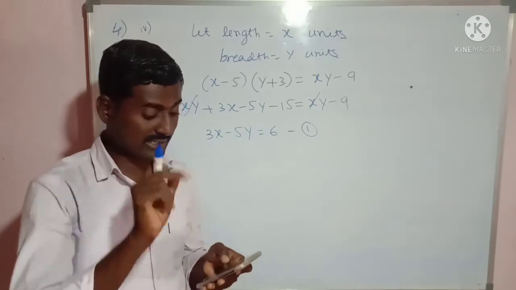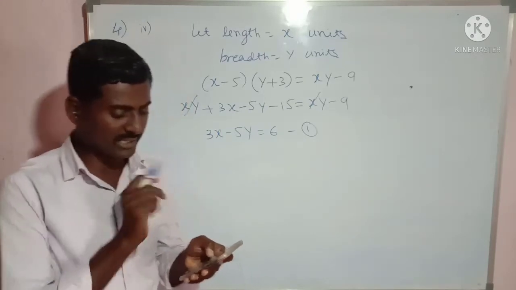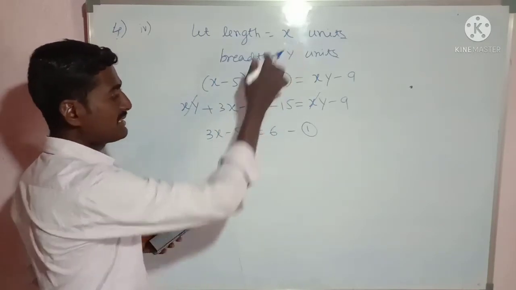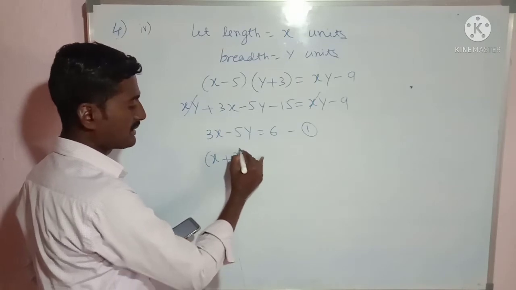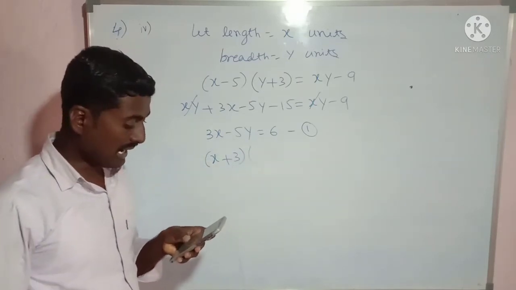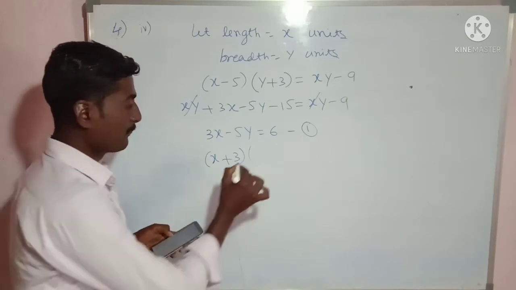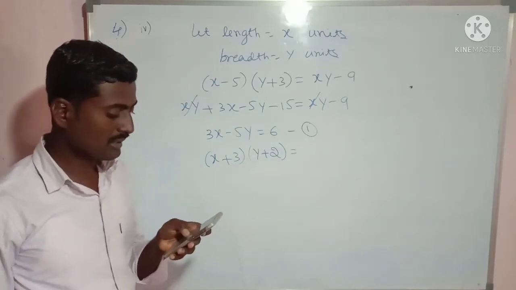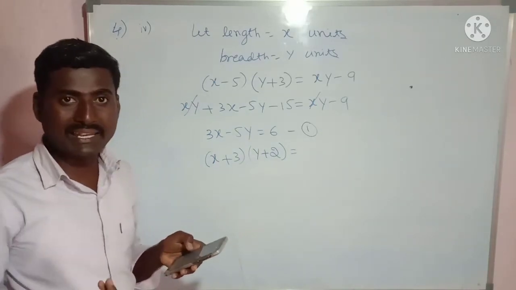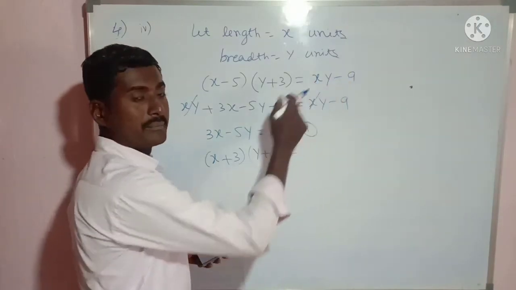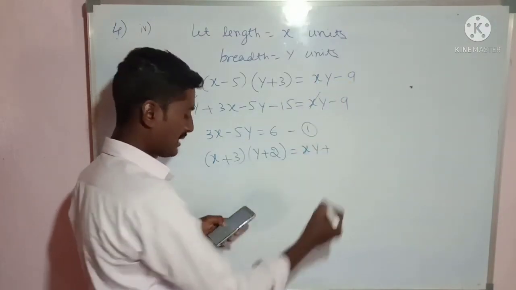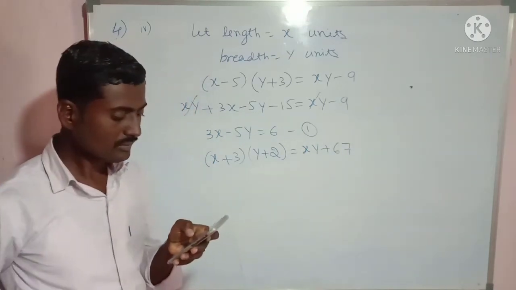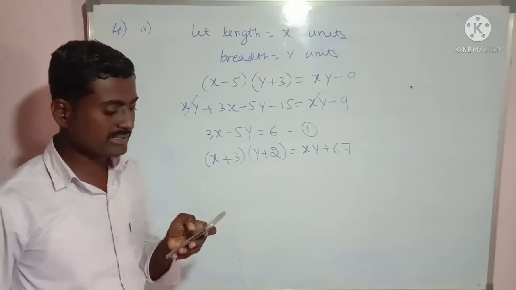Understood? Now see the second statement. Second statement, again same procedure. If we increase the length by 3 units, it means x plus 3. And the breadth by 2 units, again increased, y plus 2 is equal to, the area increases by, here not reduced, increases, so xy plus 67 square units. Am I right? Area increases by 67 square units.